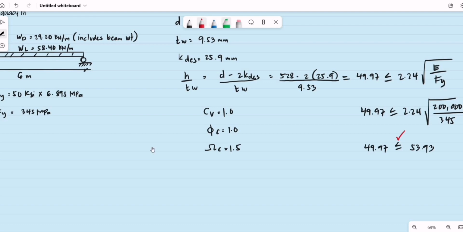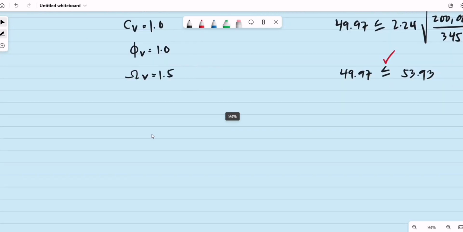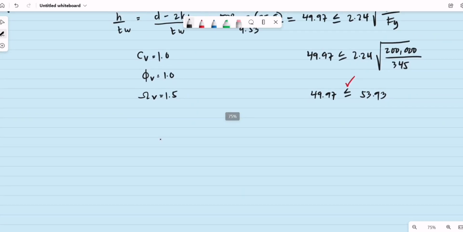Or maybe, since we are in shear, it's more proper to use the P sub B for shear, and the omega sub B. So again, this is for shear. So we can now compute for the nominal strength, that is the V sub N. So how do you compute for the V sub N? V sub N is equal to 0.6 of Fy multiplied by the area of the web, A sub W, then multiplied by the C sub B.